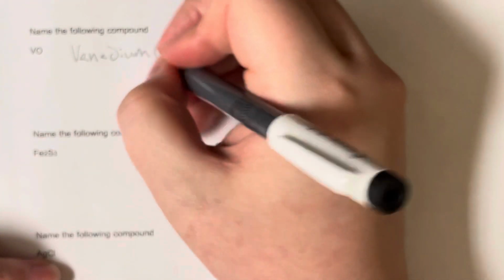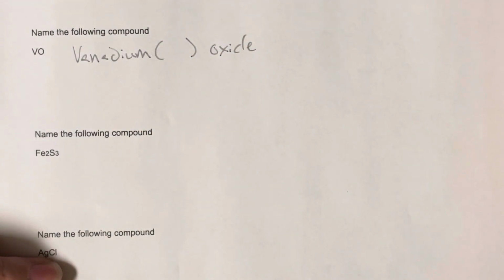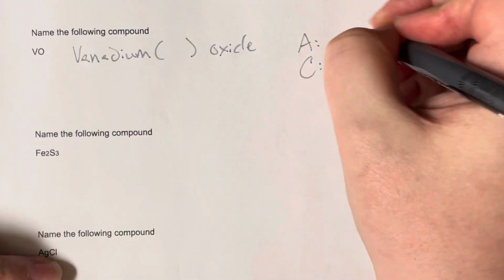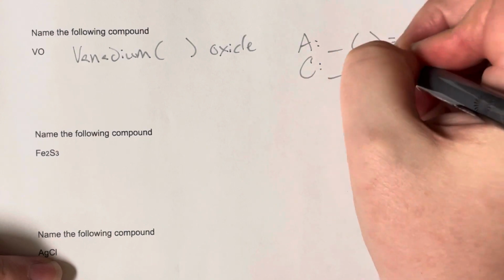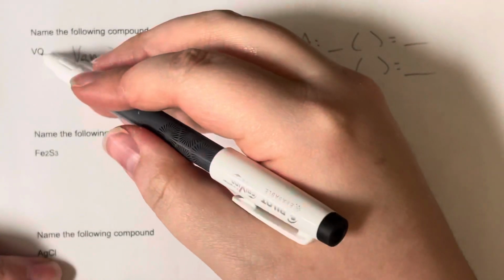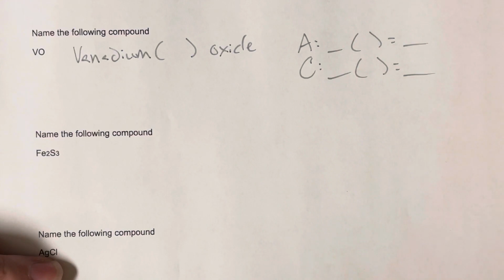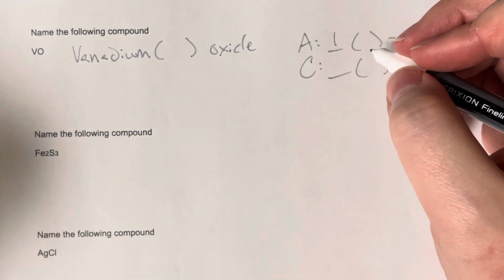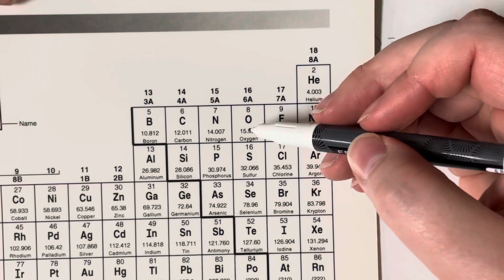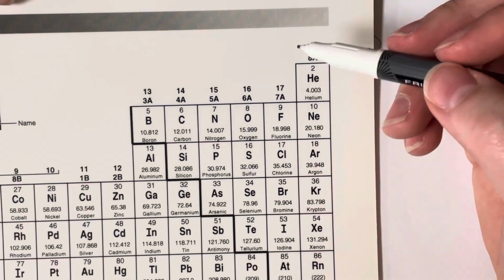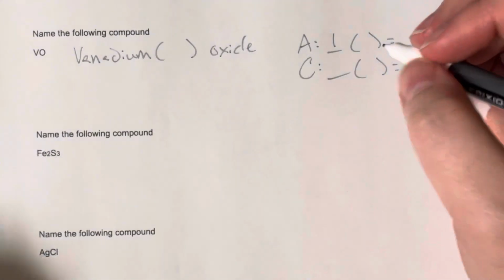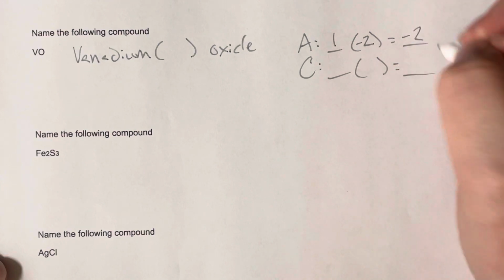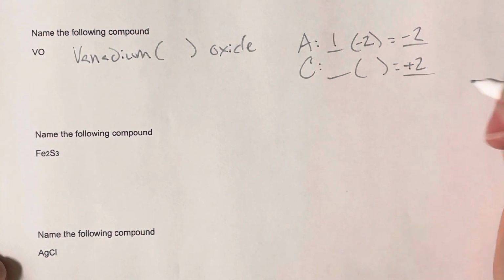And now I need to find out what that oxidative state for vanadium is. So I will do my anion versus cation math. My subscript for my anion, which is oxygen, is 1. And my charge for oxygen, since oxygen is in column 6, it has 6 valence electrons, but it wants 8, so it's going to have a charge of -2. 1 times -2 is -2. Equal and opposite of -2 is +2.